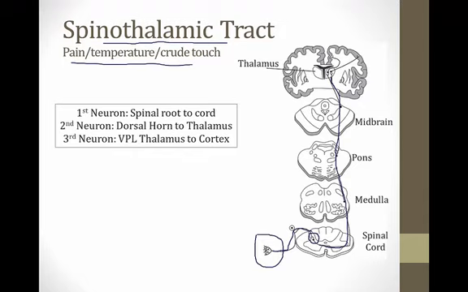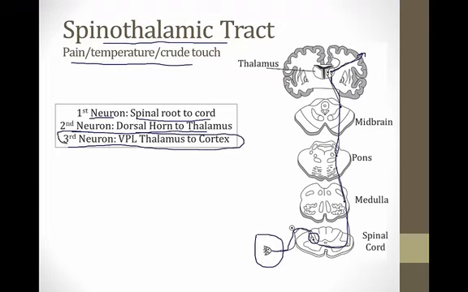Once this information reaches the VPL portion of the thalamus, it synapses with a third neuron, which then takes the information up to the cortex. So this is a three-neuron system, and both of the sensory tracts in the body use a three-neuron system. The first neuron is from the spinal root to the cord, where it synapses. The second neuron is from the dorsal horn to the thalamus, and then the third neuron in both of the sensory tracts is from the VPL of the thalamus to the cortex.